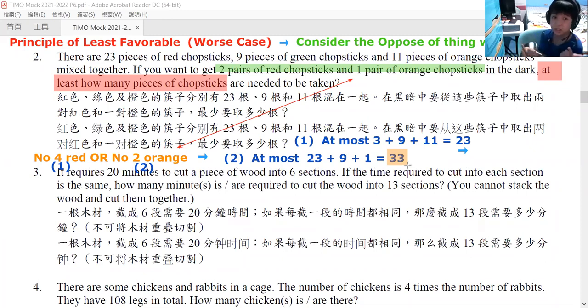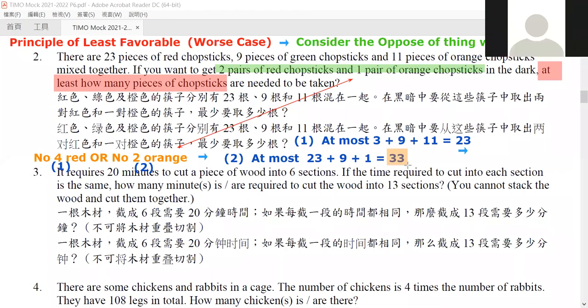Because it says one pair of orange chopsticks. Oh, wait, stop. Okay, yes. Please. Let me finish it first.